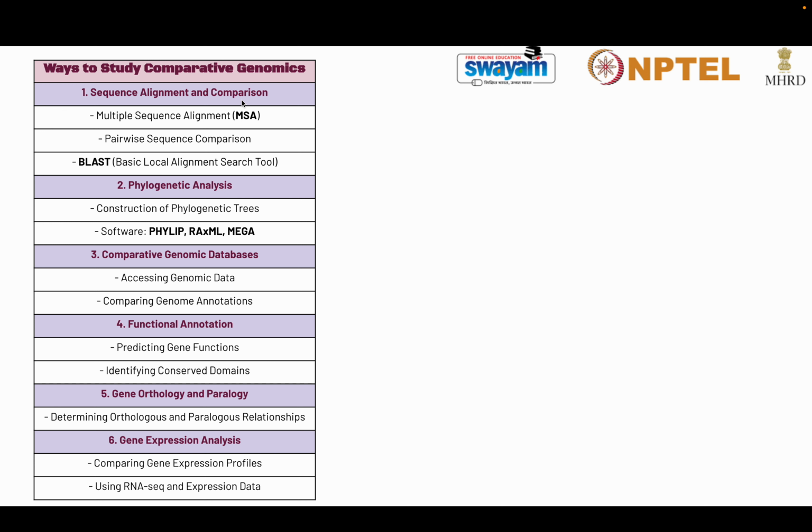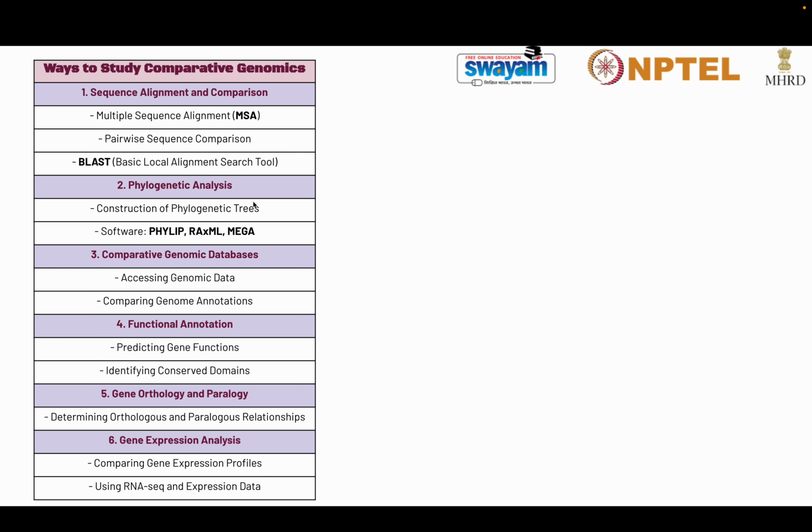First one is sequence alignment and comparisons. Sequence comparisons can be at the level of multiple sequence alignment, where you are aligning multiple sequences from different species, or pairwise sequence comparisons, in which only two sequences are being compared, or BLAST. For example, if you have some unknown sequence and you do not know what it has to be compared to, you'll perform BLAST. It will search the entire database that is available.